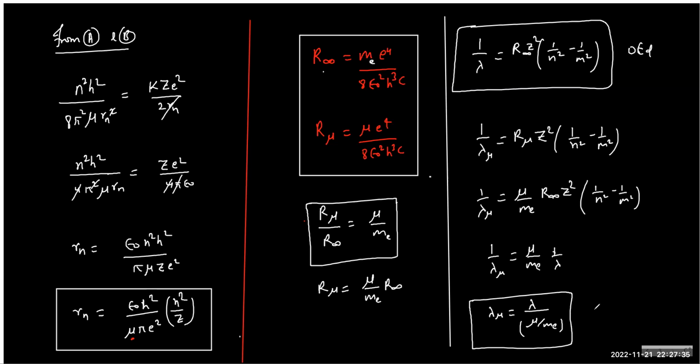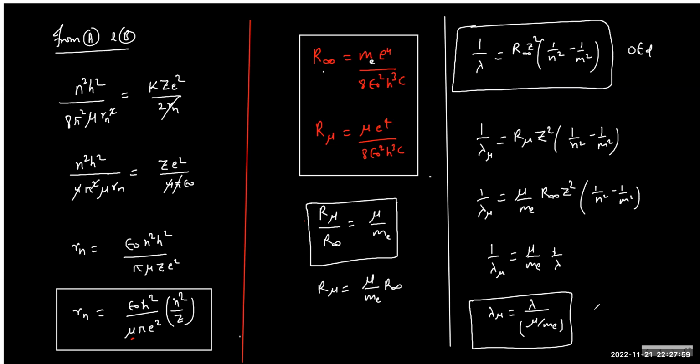The reduced mass is always less than the least value. If you have a nucleus and an electron, the reduced mass will be less than the mass of the electron. Are you getting what I'm saying?